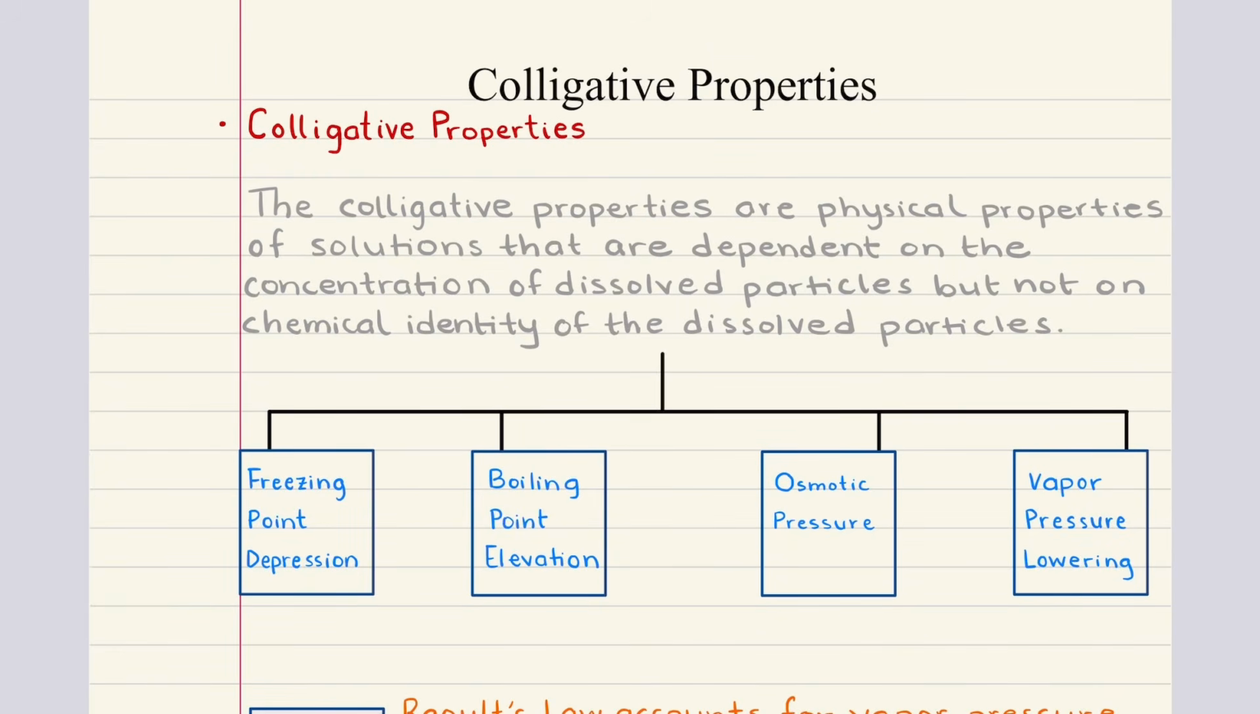In today's video, we're going to discuss colligative properties. Colligative properties are physical properties of solutions that depend only on how many solute particles are present in a given amount of solvent. They do not depend on the chemical identity of those particles. These effects happen because solute particles interfere with the way solvent molecules interact.